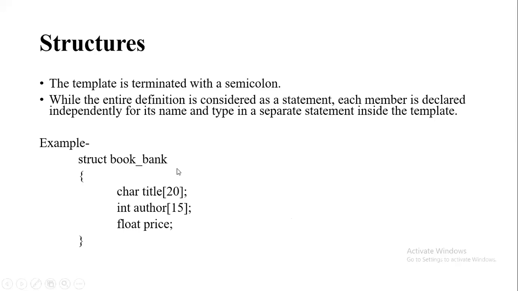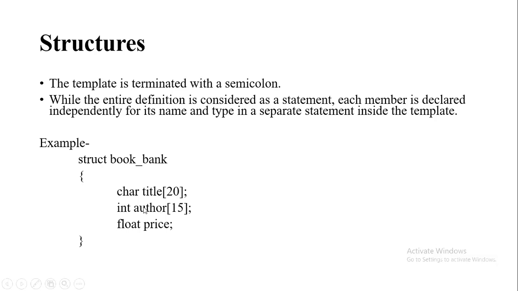So in this case, we have defined the structure. You can note the example here: struct keyword, space, book_bank. So this is the name of our structure. Within the brackets we can give char title, so the title of the book of size 20. So a maximum of 19 characters only. The last one will be null, right? Then int author. Author is the next one, right?